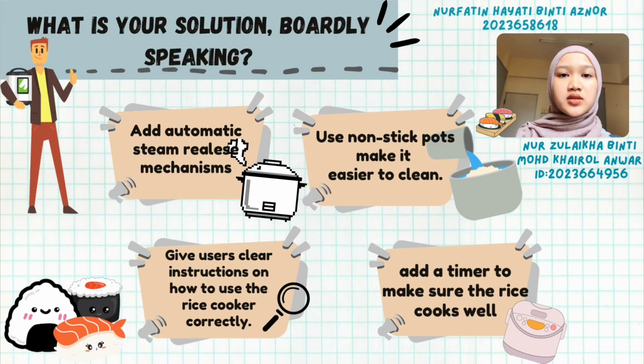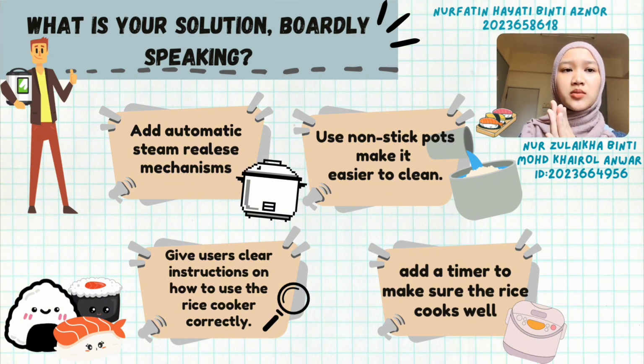Next is what is our solution broadly speaking? First thing first, we must add an automatic steam release mechanism. An automatic steam release mechanism in a rice cooker is designed to manage the pressure and steam generated during cooking. It usually involves a valve that releases excess steam to maintain optimal pressure, preventing overcooking or burning. This mechanism enhances safety by reducing the risk of accidental burns from sudden steam release. It also ensures consistent cooking results as it helps maintain the ideal moisture level inside the cooker.